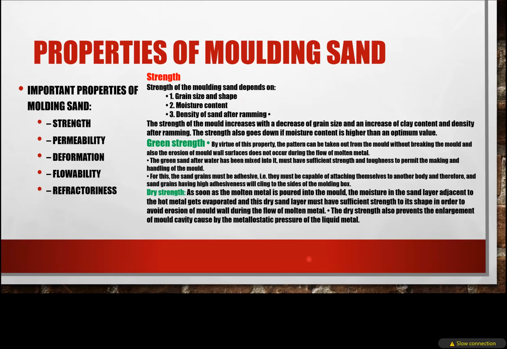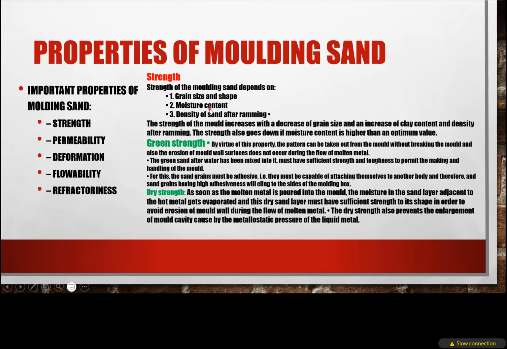Then properties of molding sand. What are the properties of the molding sand? We have already discussed the properties. The important properties are strength, permeability, deformation, flowability, and refractoriness. If you see, the strength of the molding sand depends on the grain size and the shape. We will discuss each individually. The strength of the molding sand depends on the grain size and shape.